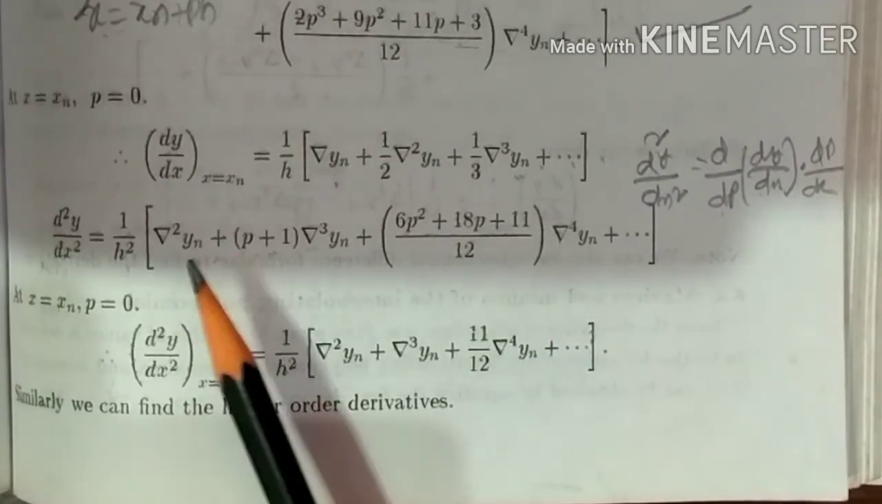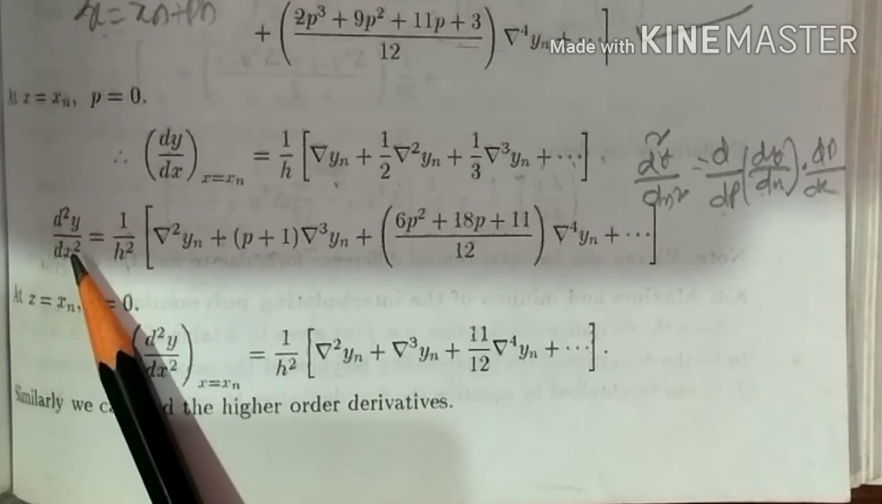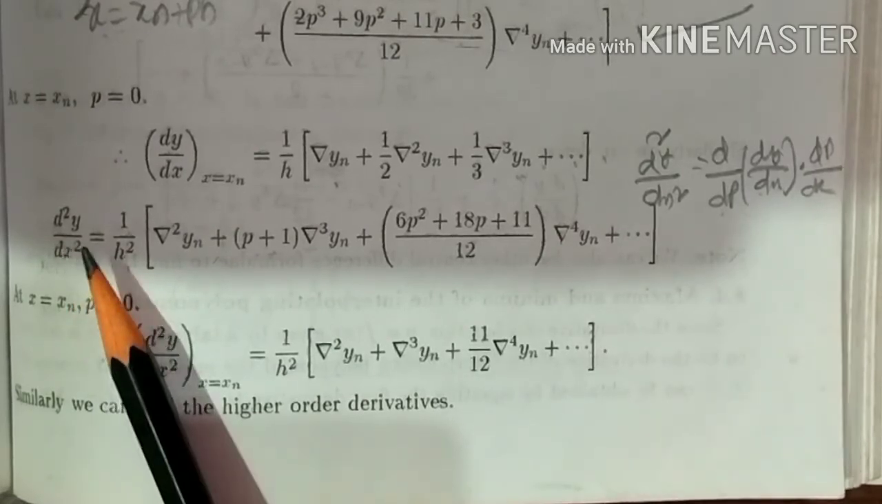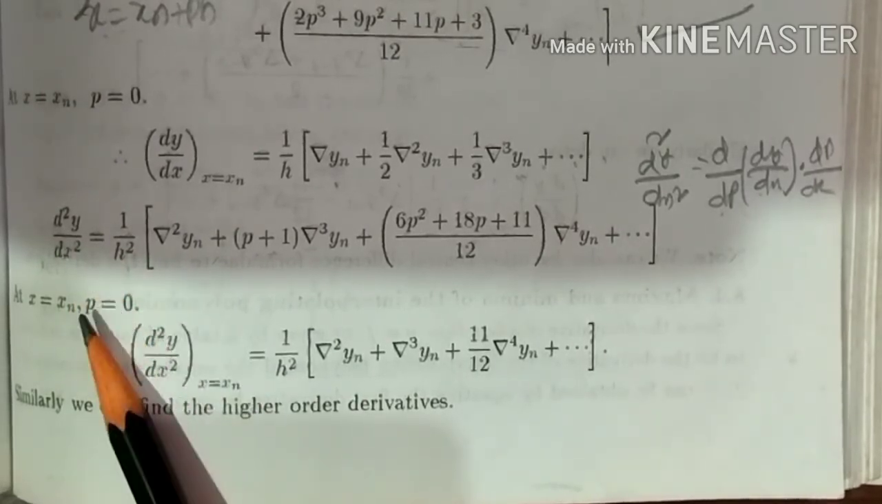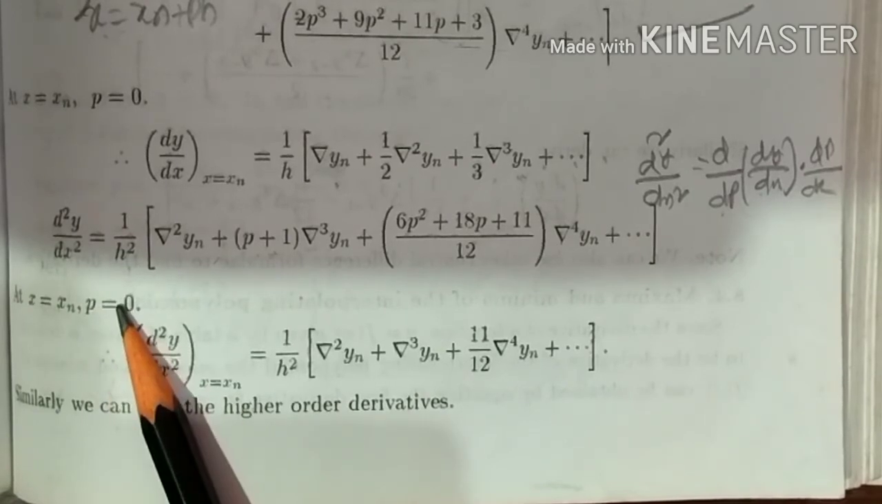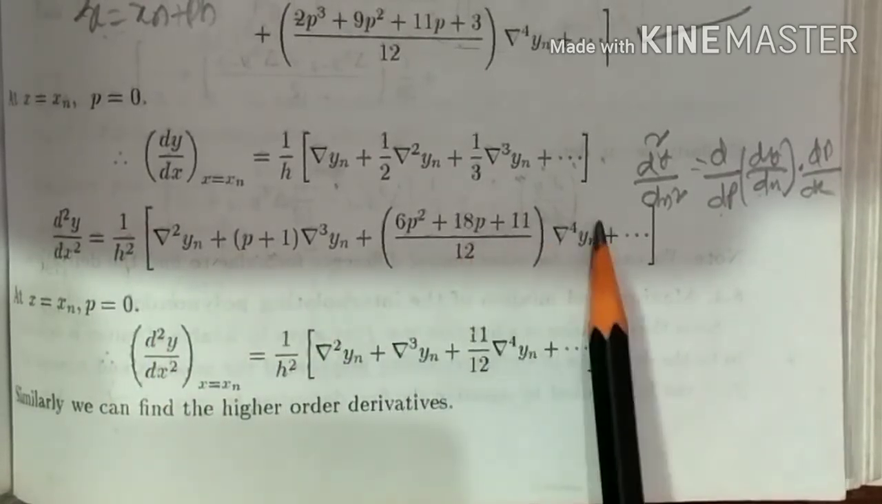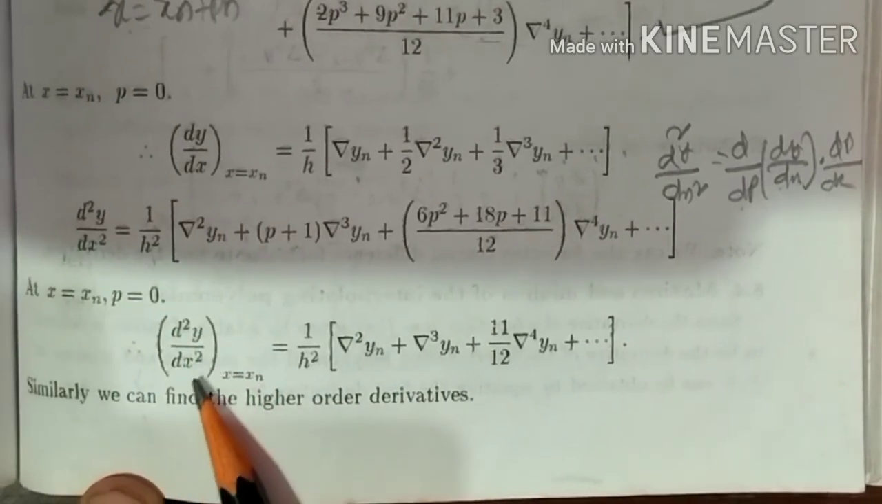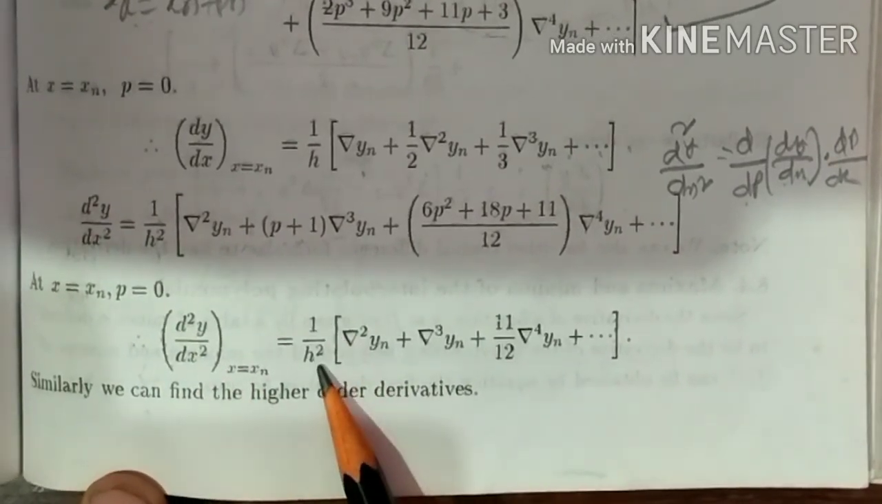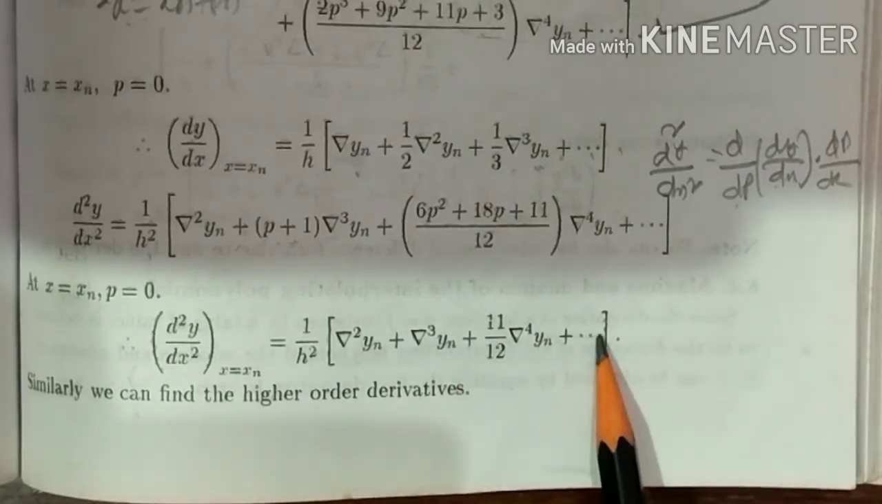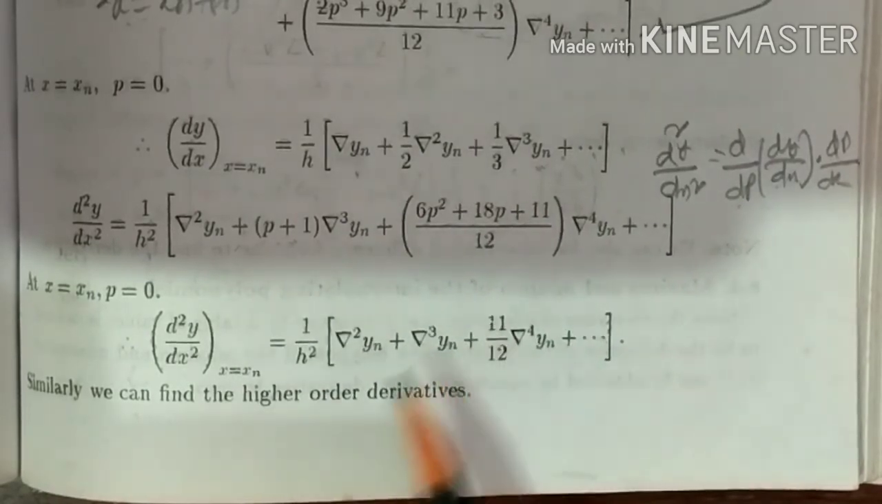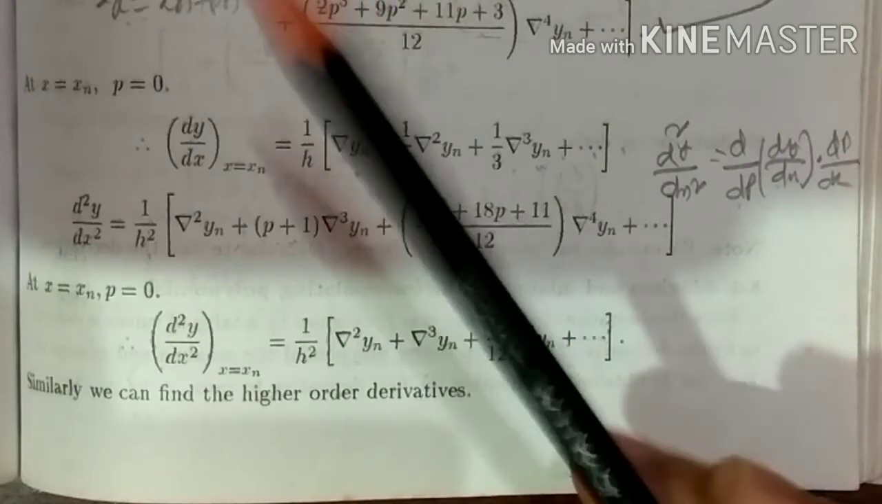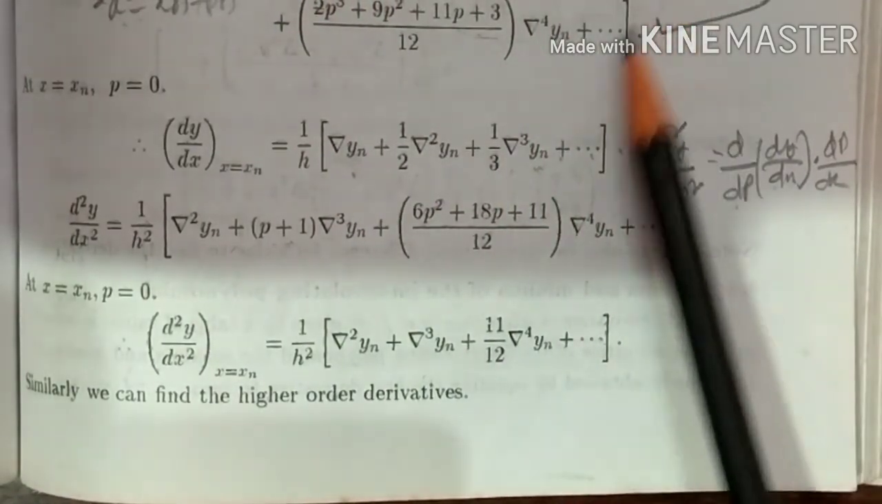Again, this one we can use when x = xn + ph. Now when x = xn, the p again becomes 0, and in place of all the p's we have to write 0. So when p = 0, d²y/dx² = 1/h² times this expression. So this is called the higher order derivative in case of the backward difference formula.